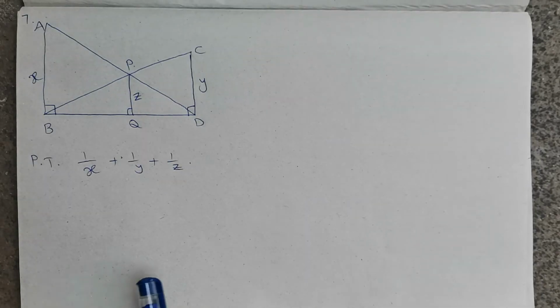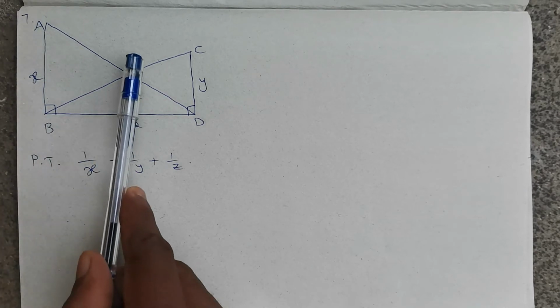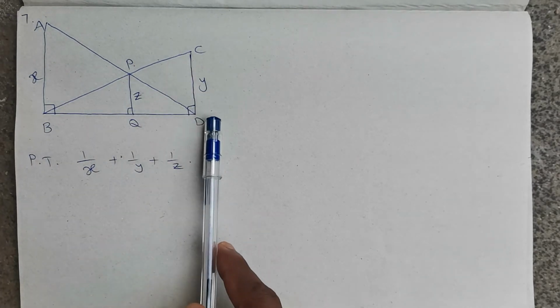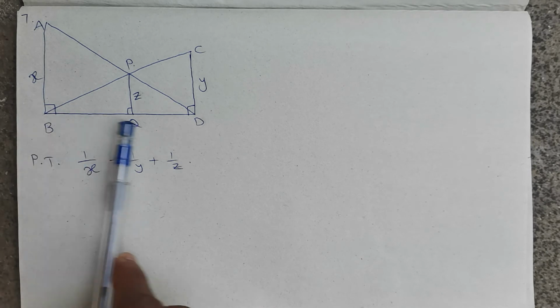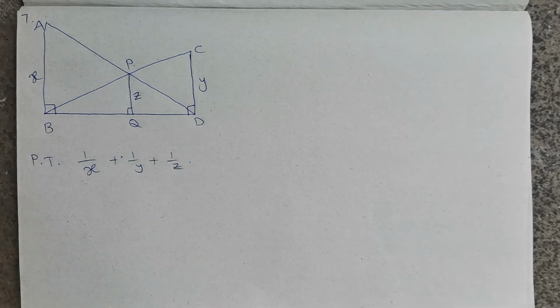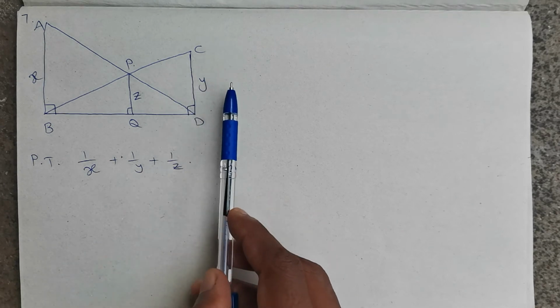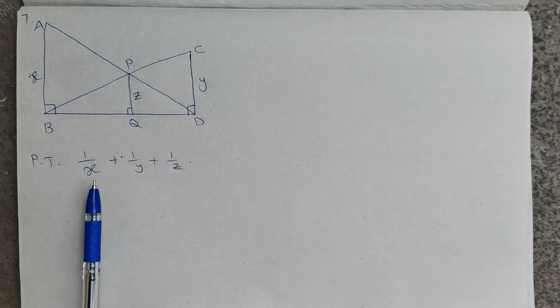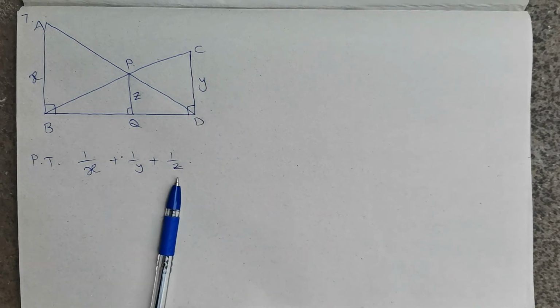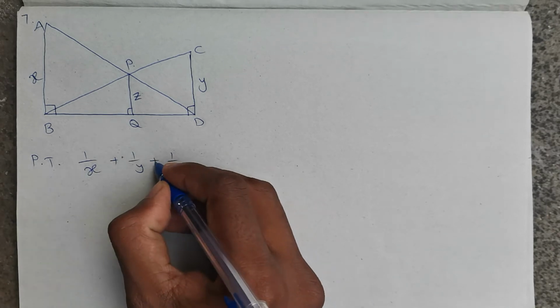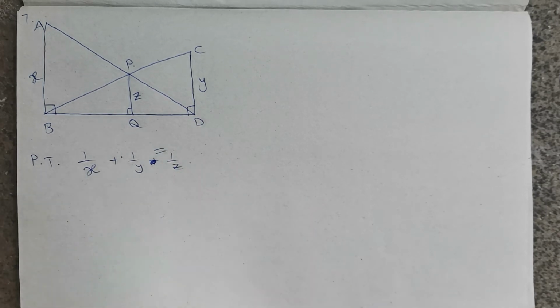Okay, next question number 7. AB line, PQ line and CD line are the perpendiculars to this base BD. AB is given as X, PQ is given as Z and CD is given as Y. Then he's asking to prove 1 by X plus 1 by Y equals to 1 by Z.